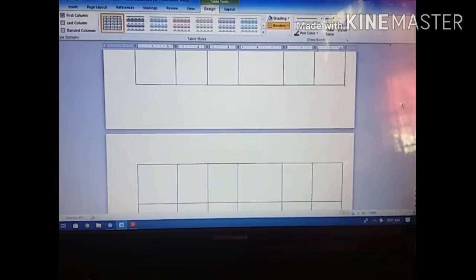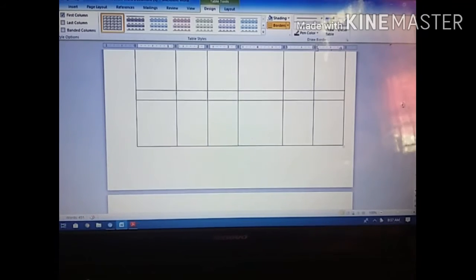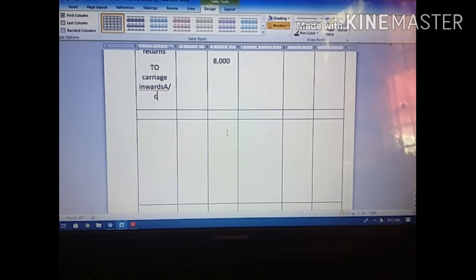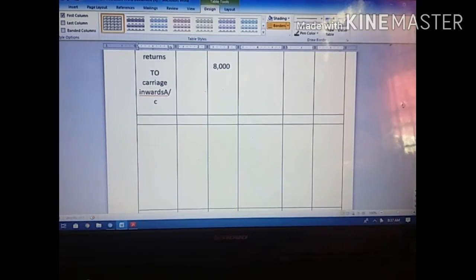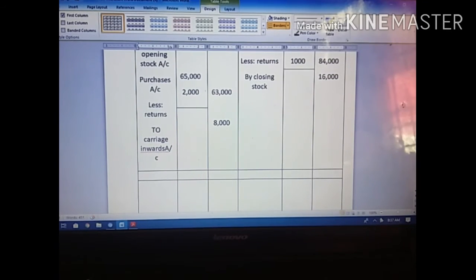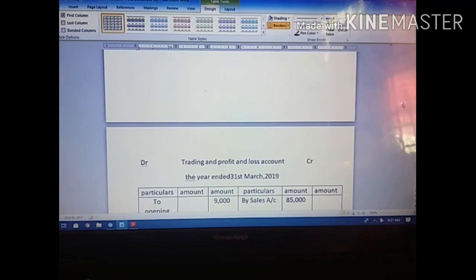So now we are going to prepare the gross profit. We are going to find out the gross profit. If you add the debit side and credit side separately, we have 84,000 plus 16,000, so 1 lakh. So 1 lakh minus 71,000, so we will get the answer. Sorry, not 71,000, 80,000.